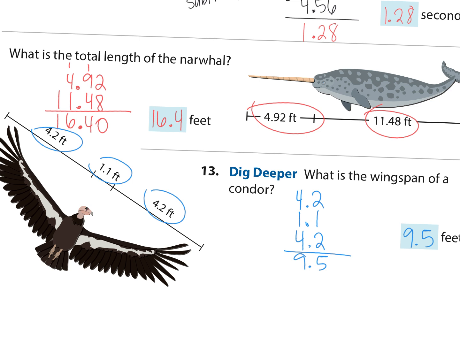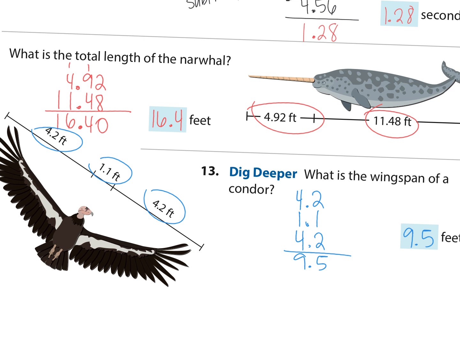Okay, looking at number 12, all of my red writing is what you should have on your paper to solve number 12. You needed to be adding 4.92 to 11.48. You get 16.40, or I wrote 16 and 4 tenths. Is that the same? Yes. Is it okay to put the 0 after the 4? Yes, it's okay. Number 13 is in blue.